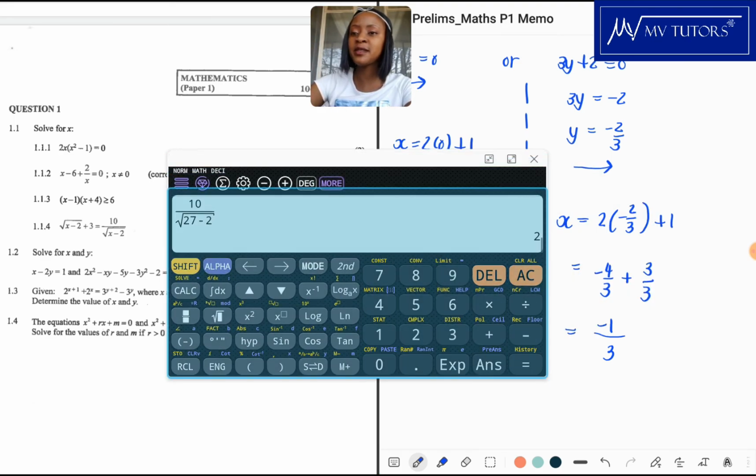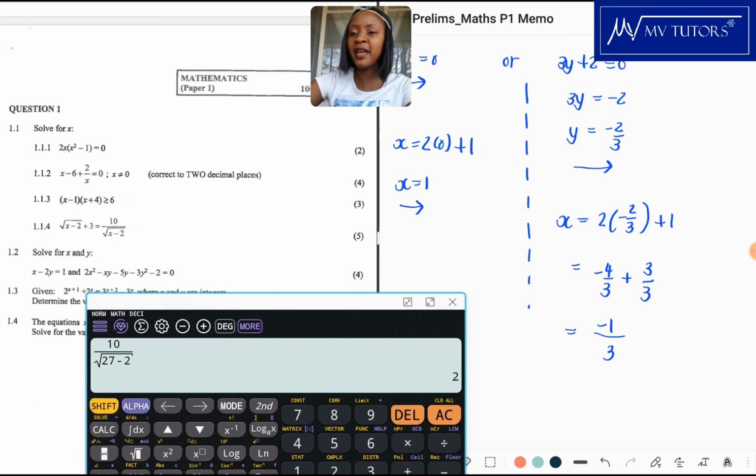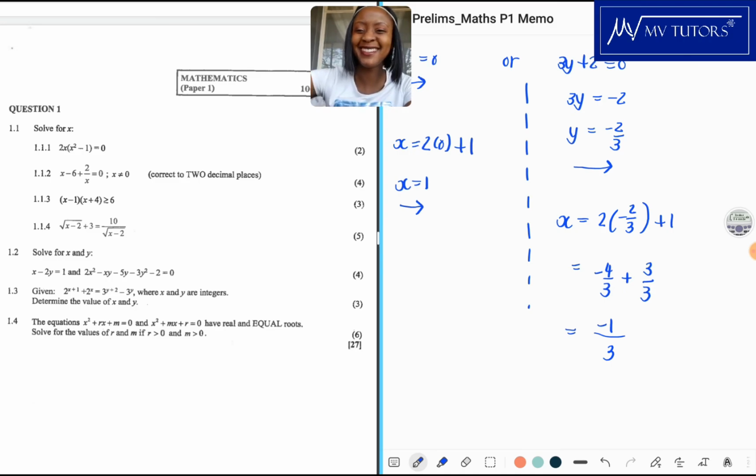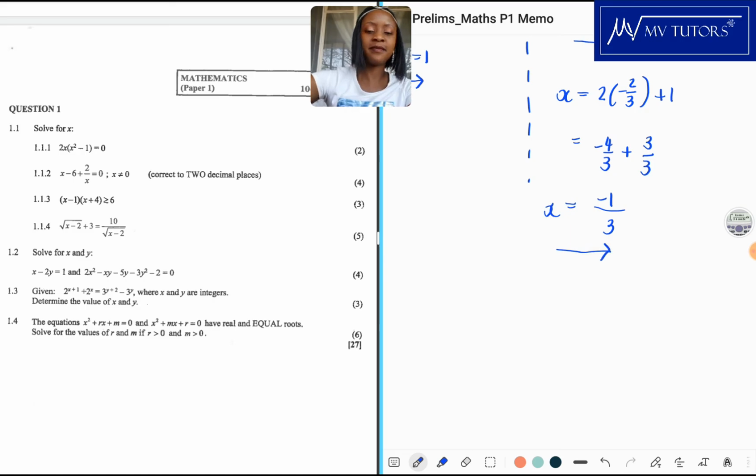x minus 2y. So for the first one, we have that x is 1 and y is 0. Alright, and that should equal 1. So that one works. The second one, we have that x is negative a third, minus 2y, minus 2. And what is y again? y is negative 2 over 3. And that is also equal to 1. So we are good. It's good to check. It didn't take that long. So x is equal to negative a third.